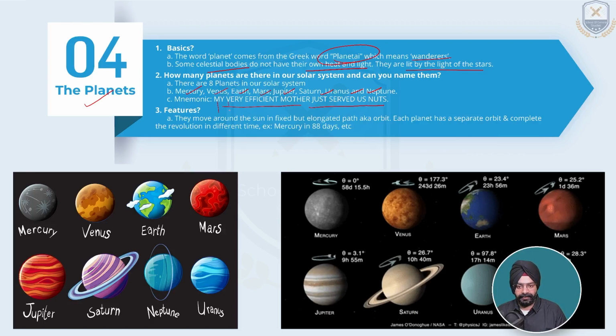M for Mercury, V for Venus, E for Earth, M for Mars, J for Jupiter, S for Saturn, U for Uranus, N for Neptune. These planets revolve around the sun in an elongated path, which we call an orbit. Every planet has a separate orbit and a completely different rotation and revolution time. For example, which we can study from this pictorial representation, it takes 58 days to complete one revolution and 15.5 hours to complete one rotation of Mercury. Then with respect to Venus, then the Earth, Mars, Jupiter, Saturn, Neptune, Pluto. You can study that on your own.